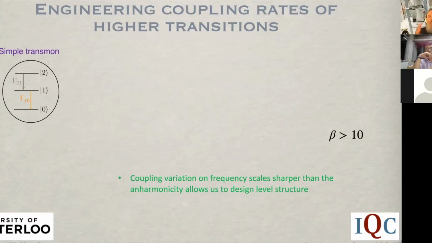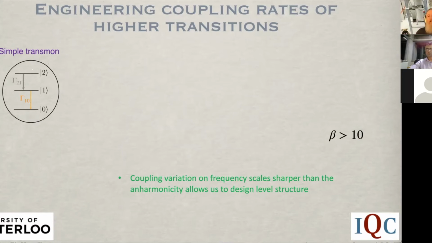Because we can make this frequency dependence so sharp, in fact sharper than the anharmonicity of our qubit, we can essentially tailor the coupling rates of different transitions of the qubit independently. So the 1-2 transition, as we mentioned for the transmon, is different from the 0-1 transition, and we can take advantage of that with this very sharp coupling to tune these independently.